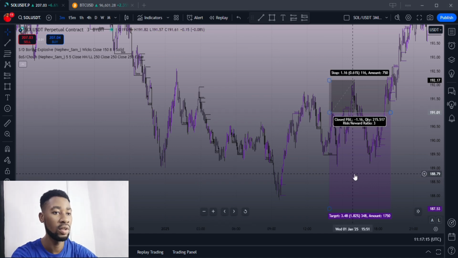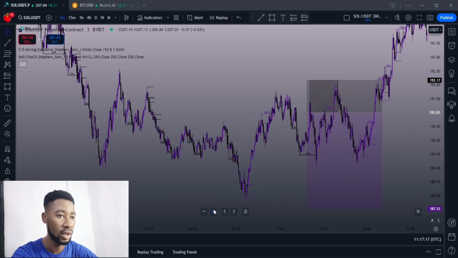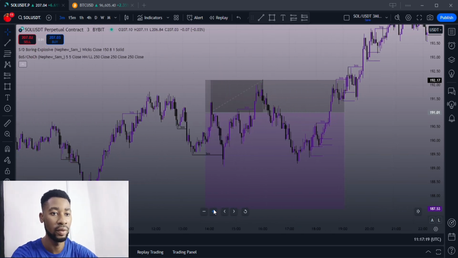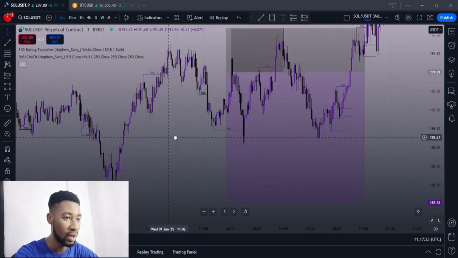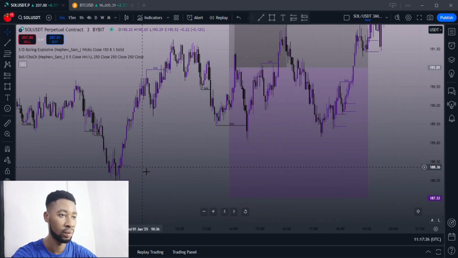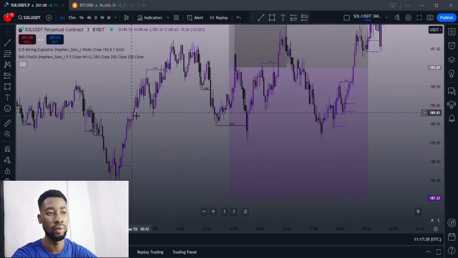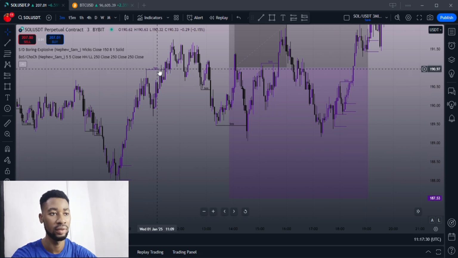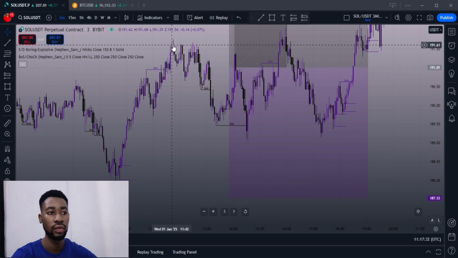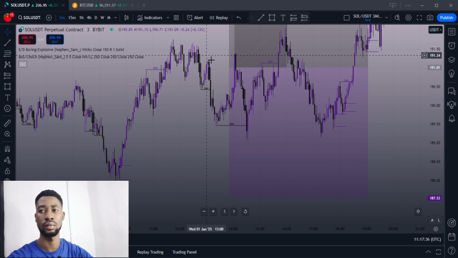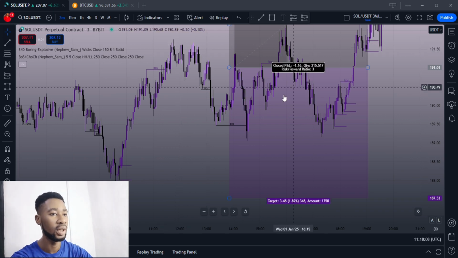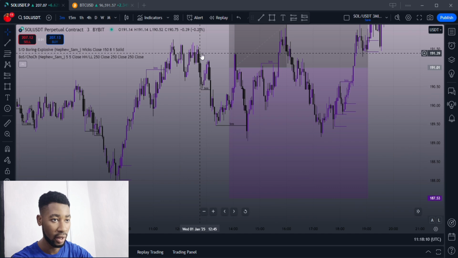So now zooming into this, let's have a clearer view of it. Zooming into this, there was a demand zone here, right? Push upwards, broke structure, and then came here and formed a supply zone, right? Formed a supply zone right here.